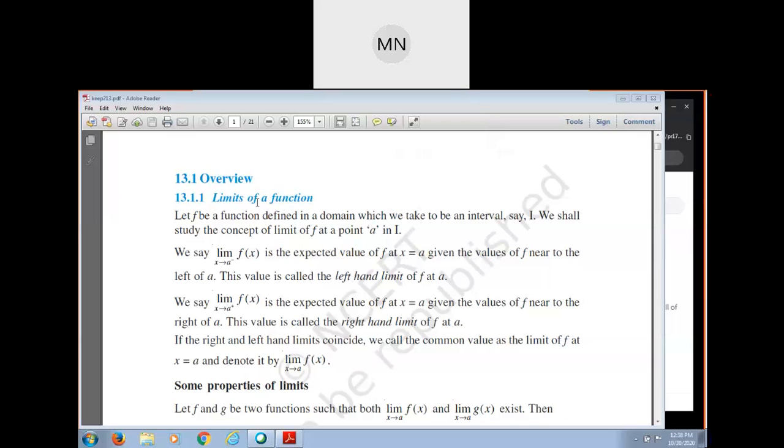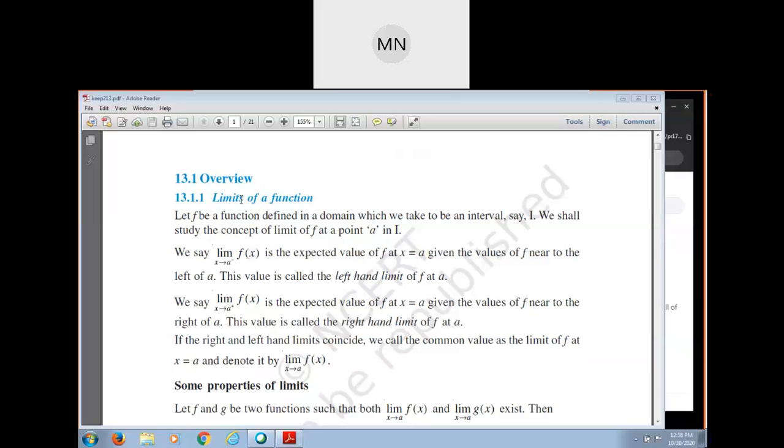Okay, limit. The word limit means very close. When you try to teach a concept of closeness, then we use limit. In math, limit is used to define the closer concept.